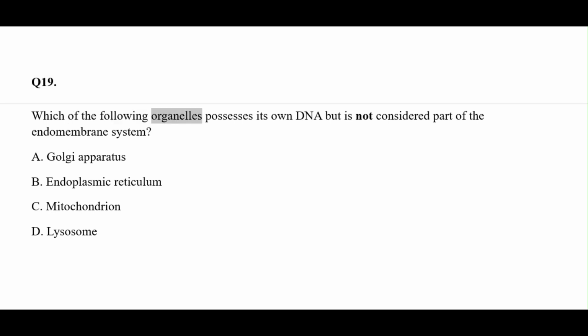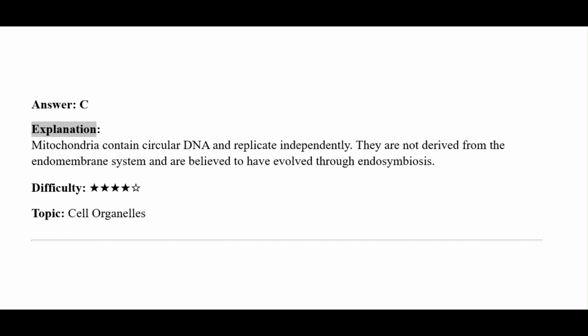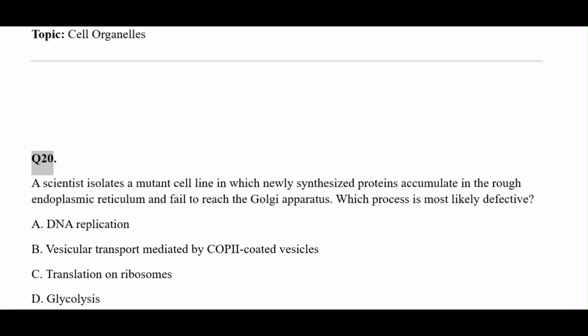Q19. Which of the following organelles possesses its own DNA but is not considered part of the endomembrane system? A. Golgi apparatus, B. Endoplasmic reticulum, C. Mitochondrion, D. Lysosome. Answer, C. Explanation. Mitochondria contain circular DNA and replicate independently. They are not derived from the endomembrane system and are believed to have evolved through endosymbiosis. Difficulty. Topic: Cell organelles.